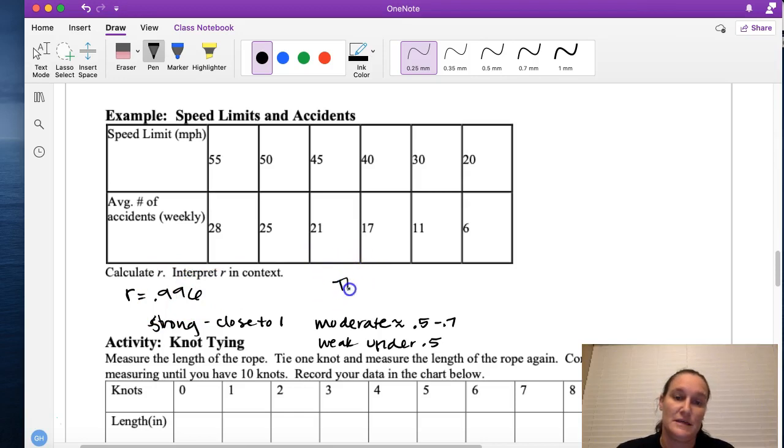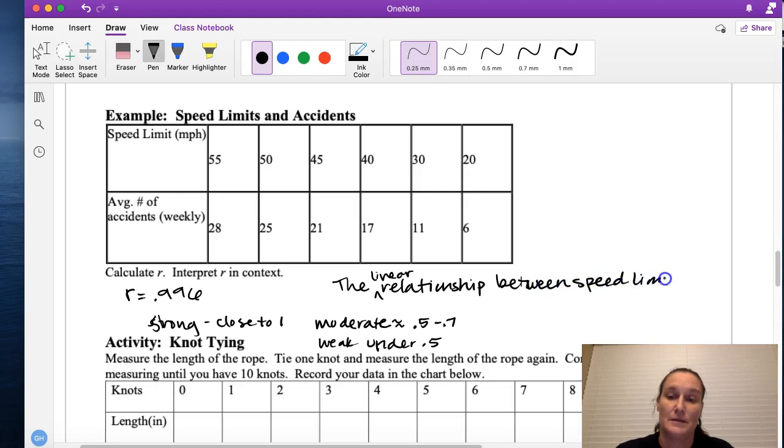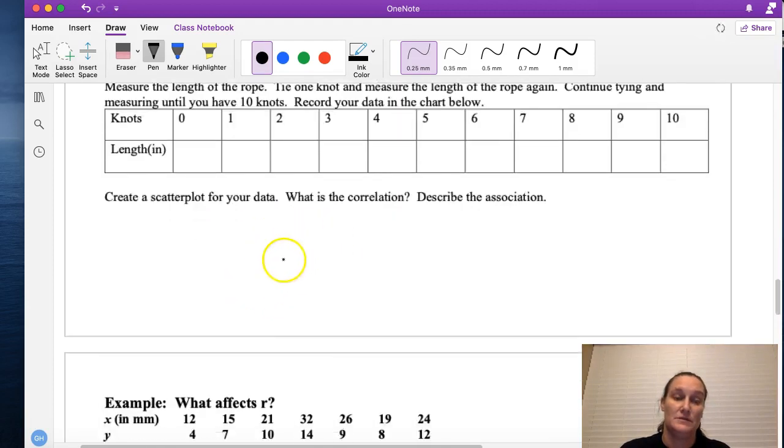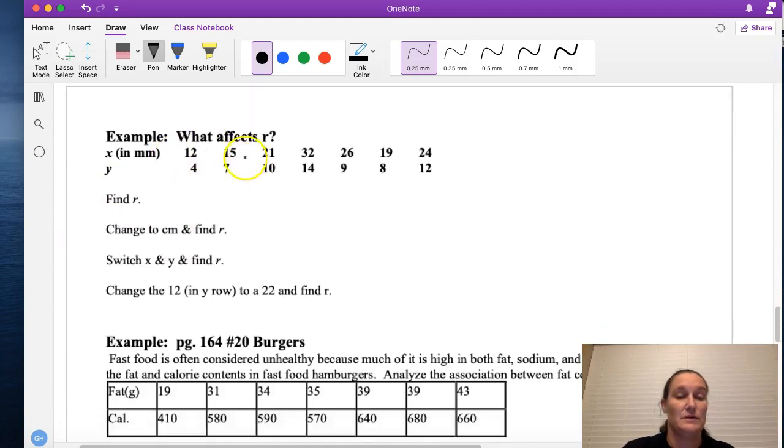So we're going to say the linear relationship, because R is the measure of the linear relationship, between speed limit and number of accidents is strong positive. That's what R tells us. It tells us it's a very strong positive linear relationship. You did this in class. All right, so what affects R?